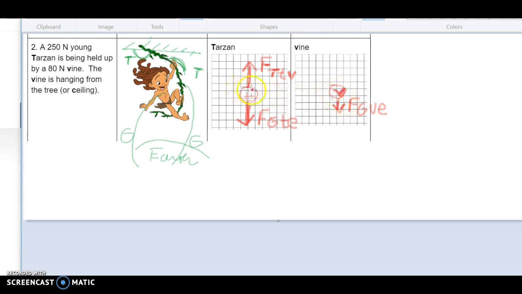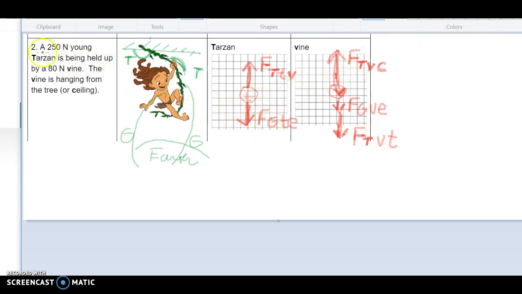Tarzan is hanging from the vine, so that means the vine is going to feel pulled down by Tarzan. Remember it's what it's feeling, so that's a tension because it's still a pull: tension on the vine from Tarzan. Then also the vine feels pulled up by the ceiling, so that's force of tension on the vine from the ceiling.